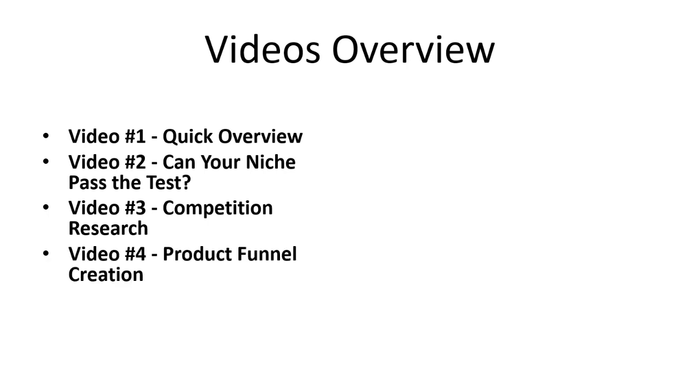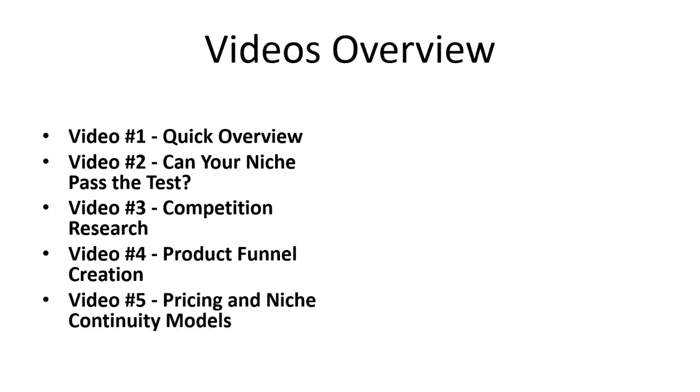Video number four is going to be about product funnel creation. Don't worry, I am going to give you a specific funnel that you can use that has been successful. And you can, of course, tweak it if you like, but that's there as a proven system. Video number five is going to be about pricing and niche continuity models. That's one of the biggest questions that a lot of people ask: pricing. How should I price my membership site? So we'll talk about that.